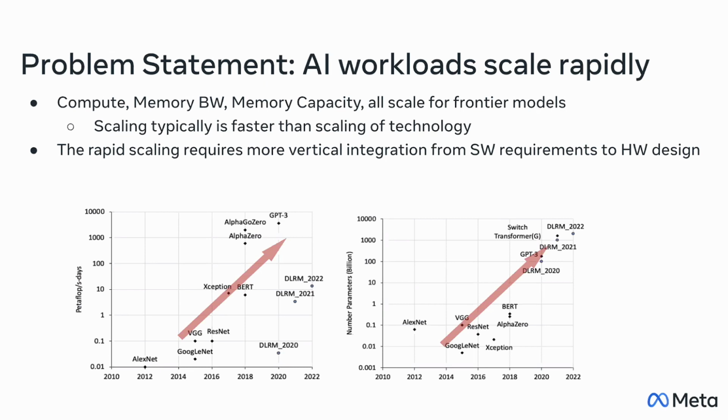And on the left plot, in terms of compute scaling, it's content understanding and the likes of GPT-3 models that are driving the requirement. The particular challenge that we have here is the rate of scaling, which is faster than the scaling of the underlying memory technology. Because the scale is faster, we have to come up with intelligent ways to get as much as possible from what we have at our disposal. One of which would be more vertical integration from software all the way to hardware design.